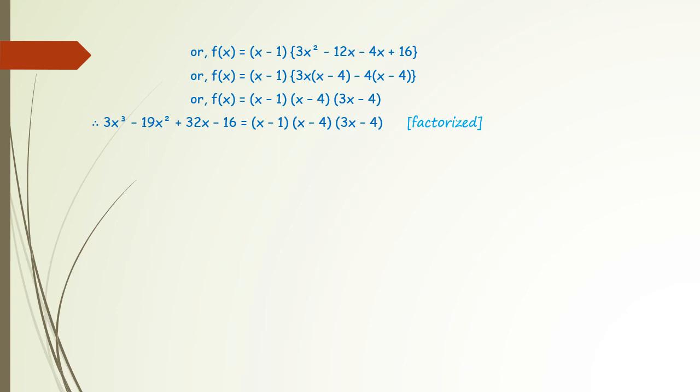Hence we can rewrite 3x cubed minus 19x squared plus 32x minus 16 as the product of x minus 1, x minus 4 and 3x minus 4. And this is the required solution. So in this way, a cubic polynomial can be factorized using the factor theorem and the synthetic division method.